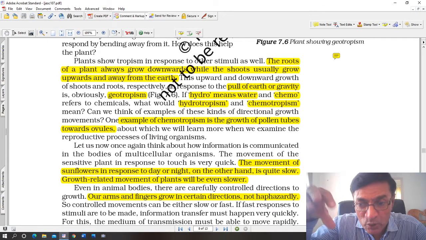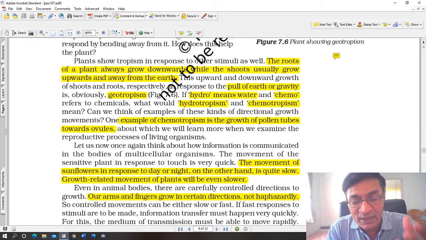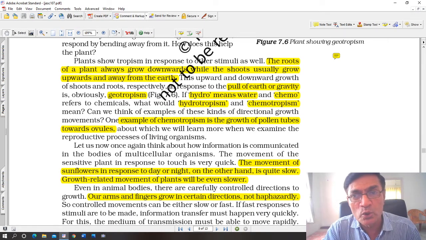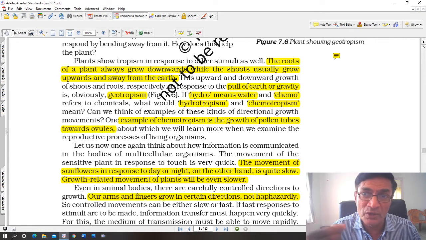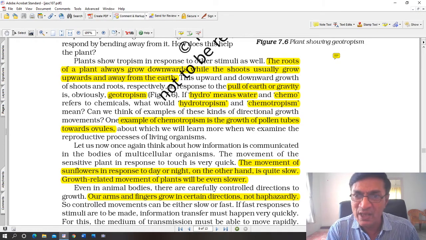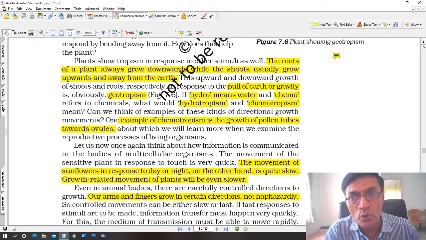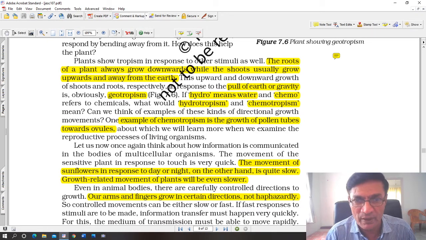It is not going towards the earth; it is opposite to gravity. The shoot is going upwards, opposite to the earth. So the shoot shows negative geotropism, whereas the shoot shows positive phototropism. In the same way, the root shows negative phototropism, but the root also shows positive geotropism. Okay, let us go ahead further.